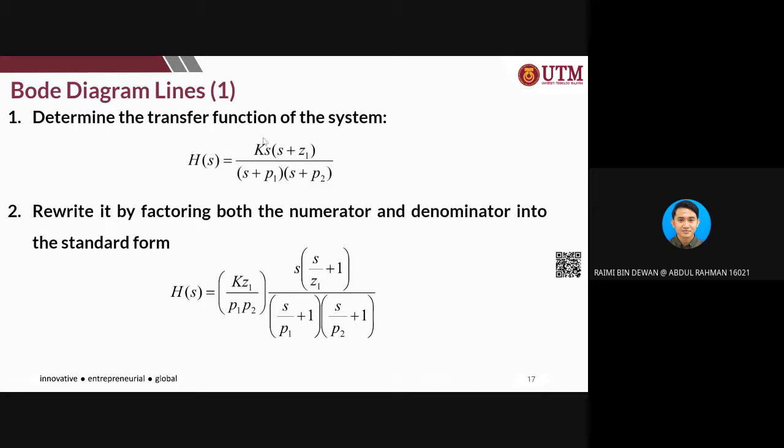This is your output and this one is your input. You do need to determine the transfer function first. For example, in here, you have K s in bracket, s plus z1 over s plus p1, s plus p2.